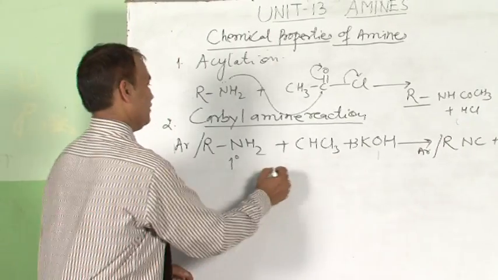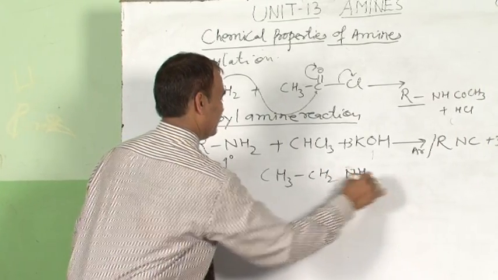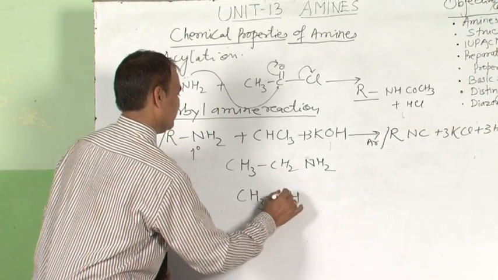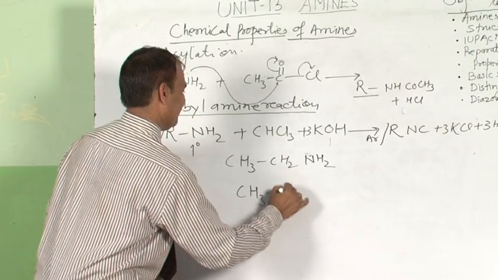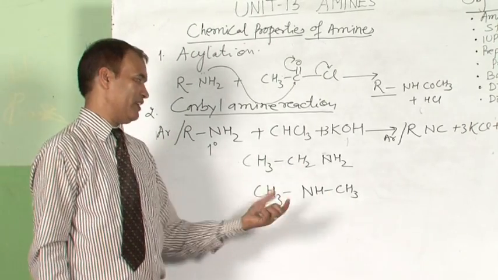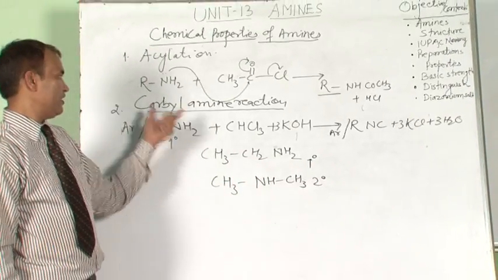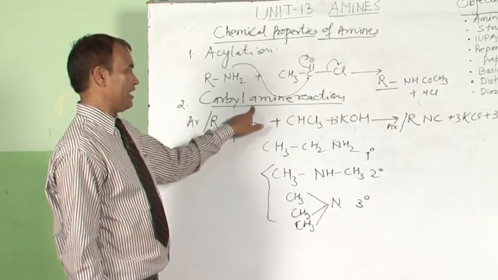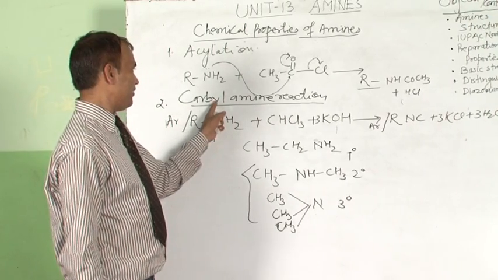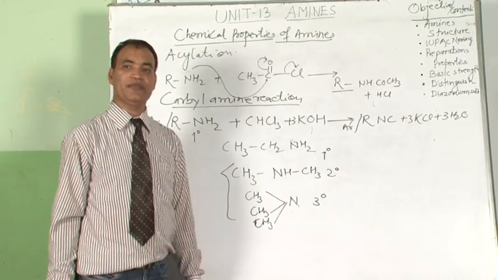For example, primary amine, ethanamine, and secondary amine, N-methyl ethanamine, can be taken. There is a 1 degree amine and a 2 degree amine. These two can be distinguished by using this reaction. The carbylamine reaction can be used to distinguish primary amine from secondary or tertiary amine. It is shown only by the primary amine but not by secondary and tertiary amine.